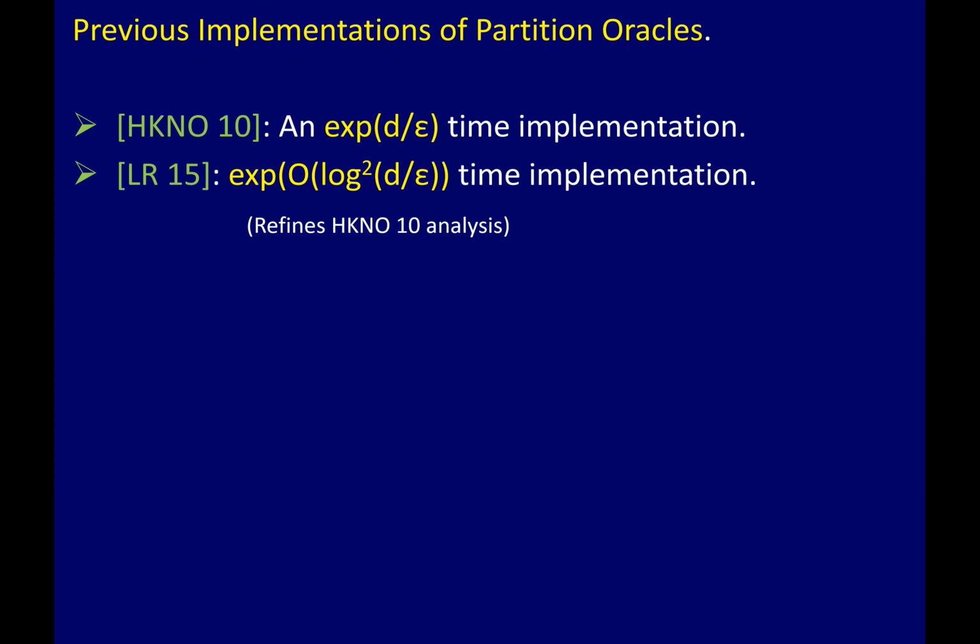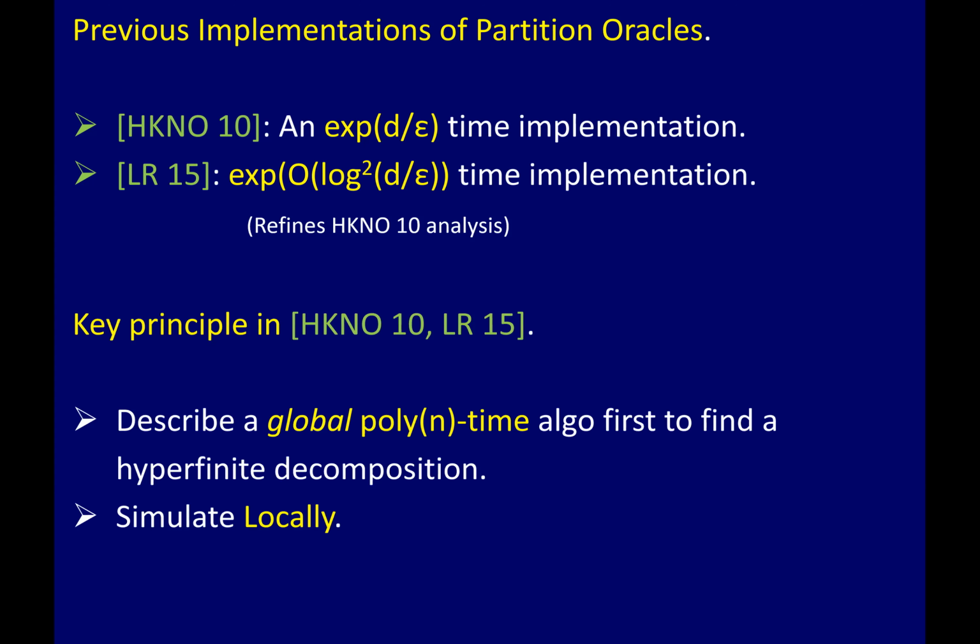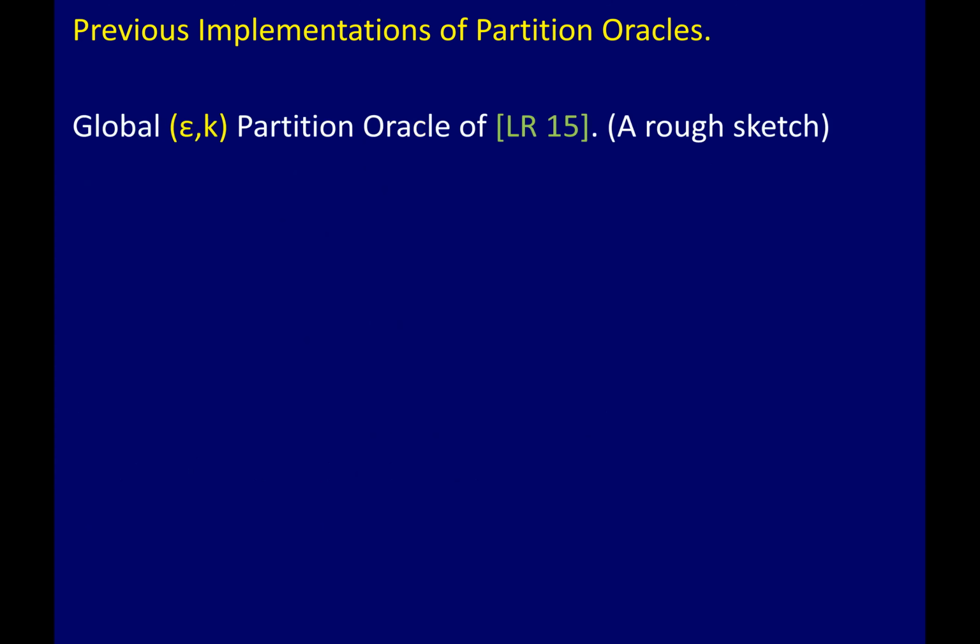And the high-level design principle is the following. So first, what you should do is try to come up with a global algorithm to find a hyperfinite decomposition. Okay, so notice that you're coming up with a global algorithm that gets to see the entire graph, and this algorithm is allowed to run in time polynomial in n. And then in the second step, what you would like to do is simulate this algorithm locally. Okay. So now let me sketch the epsilon-k partition oracle of Levi and Ron for you.